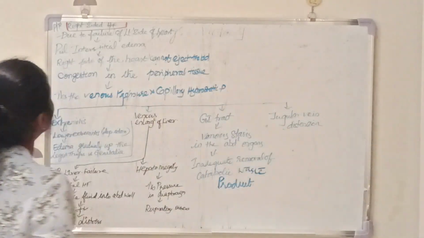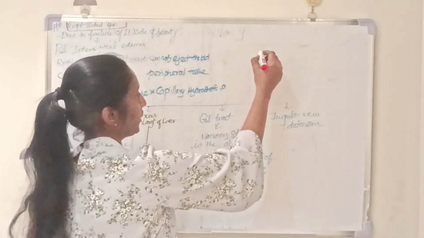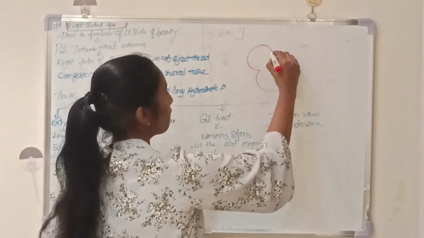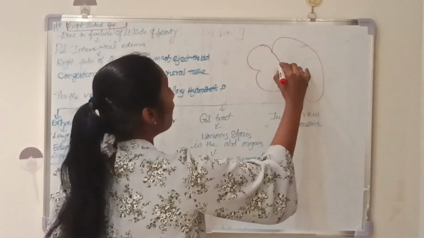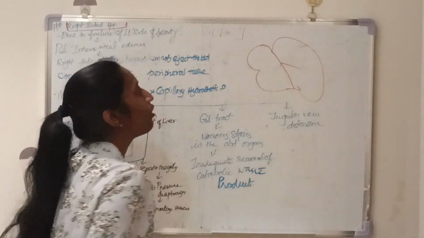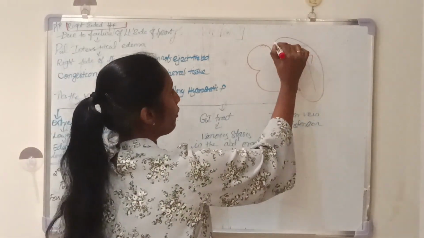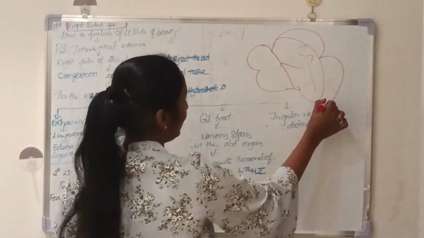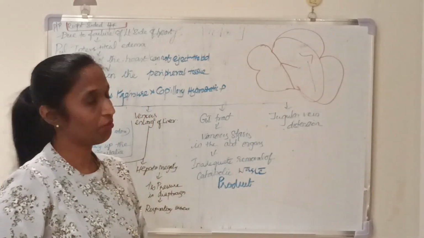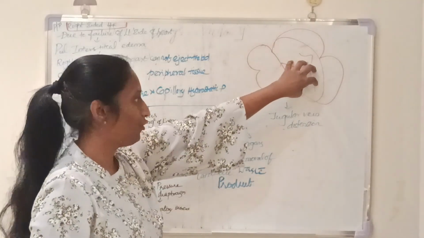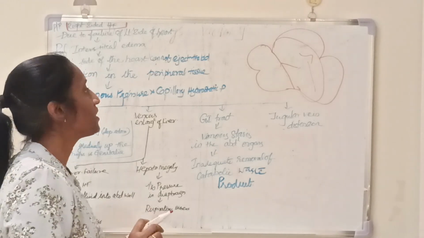Okay, so due to the failure of the left side of the heart, as we already saw in left-side heart failure, there is hypertrophy of the left ventricle of the heart, which may lead to hypertrophy of the left atrium and the left ventricle of the heart. So that is how left-side heart failure takes place. Due to left-side heart failure, it again affects the right side, leading to right-side heart failure. How does it affect?